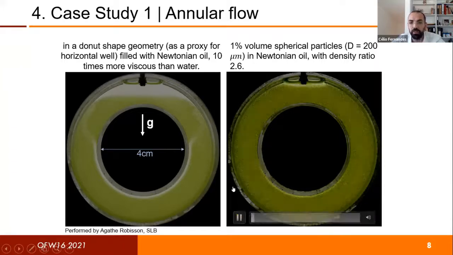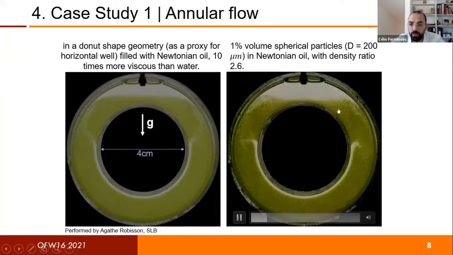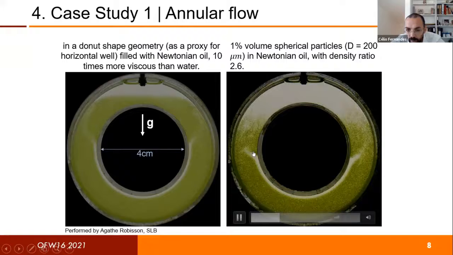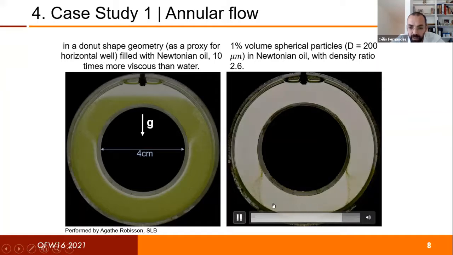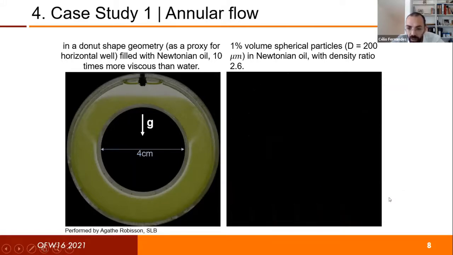You can see here a video of the experimental results. You see that the particles are colored with the green color, and we will see the formation of wings here on the inner cylinder walls. Okay, and at the end of the video, you will see that the wings are the only zones where we have some convection of particles, and we have a sedimentation height here on the bottom.